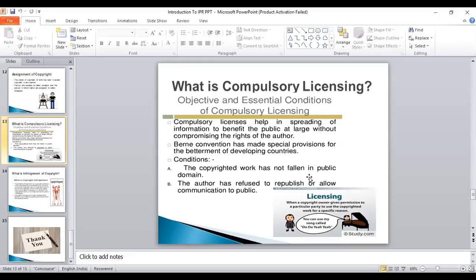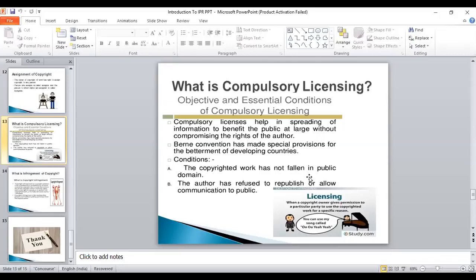Now, what does compulsory licensing mean? Compulsory licensing helps in spreading information for the benefit of the public at large without compromising the rights of the author. Even the Berne Convention has made special provisions for the betterment of developing countries. Now there are certain conditions. The copyrighted work has not fallen into the public domain. The author has refused to republish or allow communication to the public.